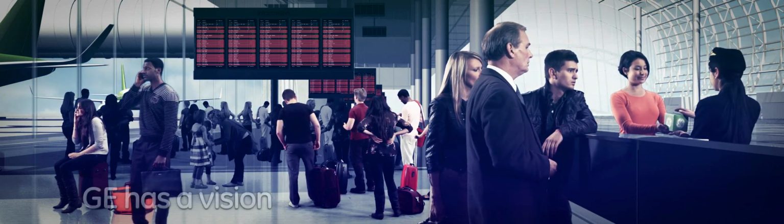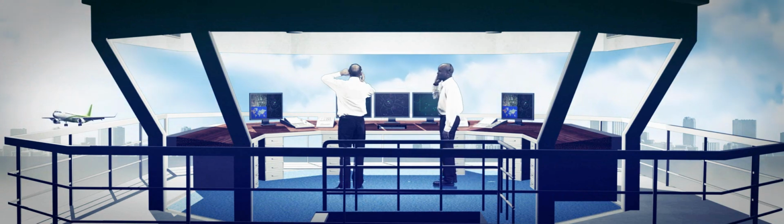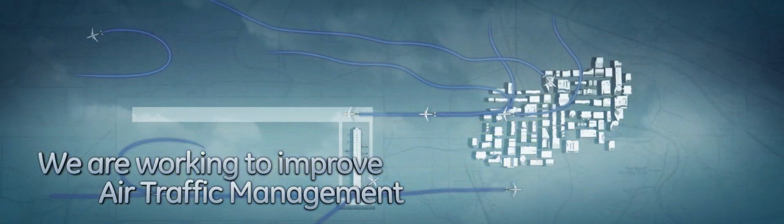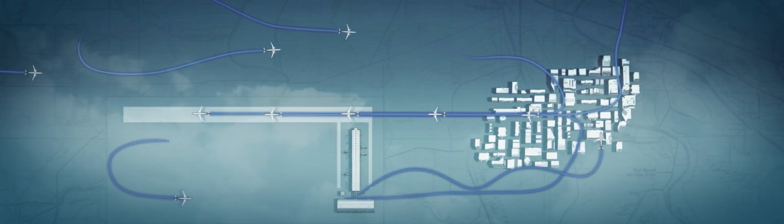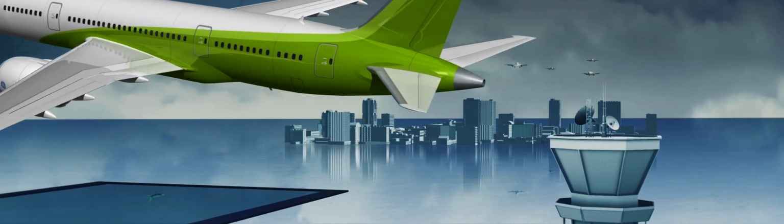But GE has a vision, and in the next few years, we see things a little differently. We are working to improve air traffic management. Flights today take longer than they did 50 years ago. Inefficient flight paths make it hard to predict arrival times. Approaches that hold in the air, with aircraft circling airports, waste time and fuel.